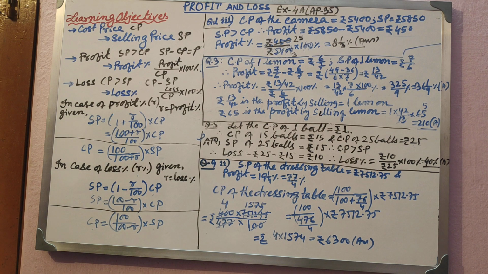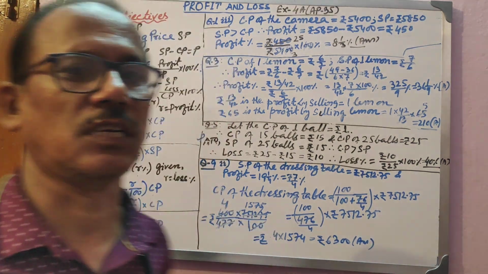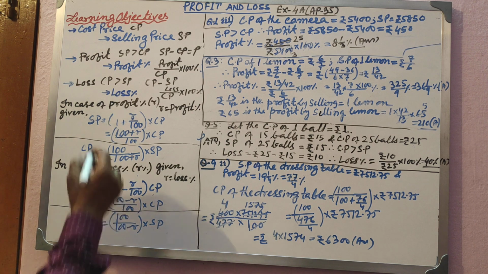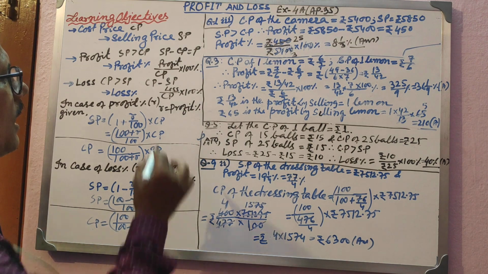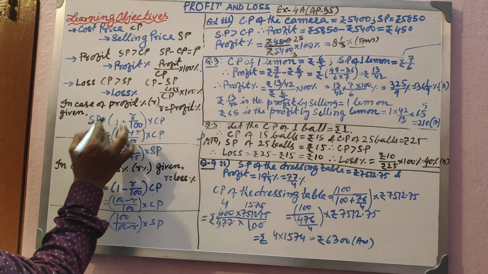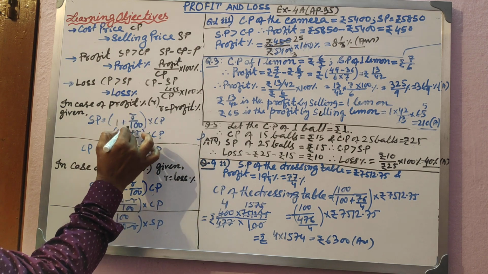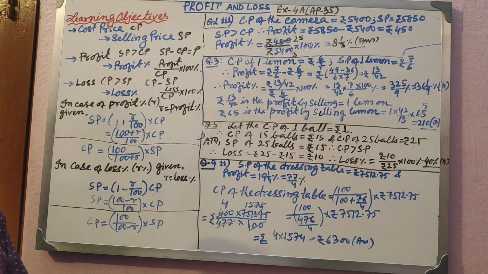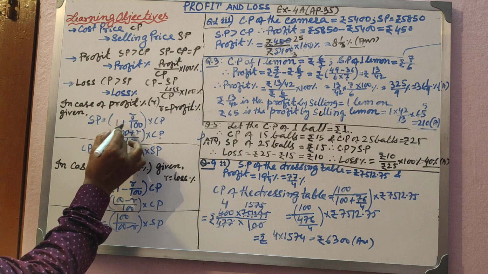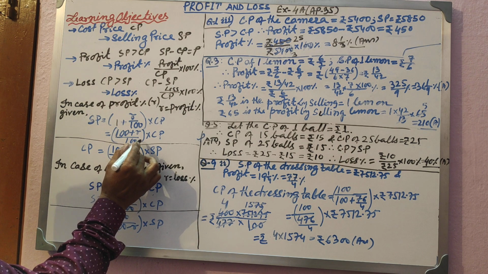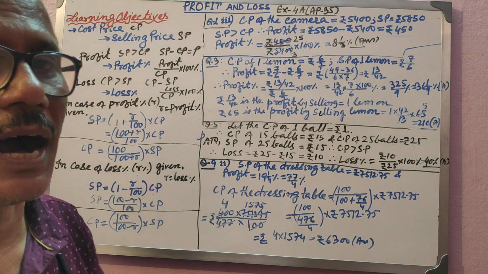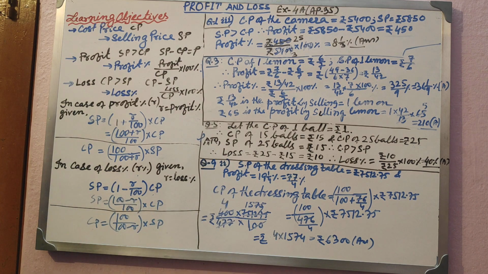Now, how will you find out SP when CP is given and profit percentage is given? How will you find out the selling price? That is a very important aspect. Let the profit percent be R. Therefore, SP will be (1 plus R divided by 100) whole multiplied by cost price. If you simplify this fraction, it will be (100 plus R) by 100 into CP. I think it will be easy to remember this. 100 plus R, where R is the profit percent. Could you understand? That will be the SP.